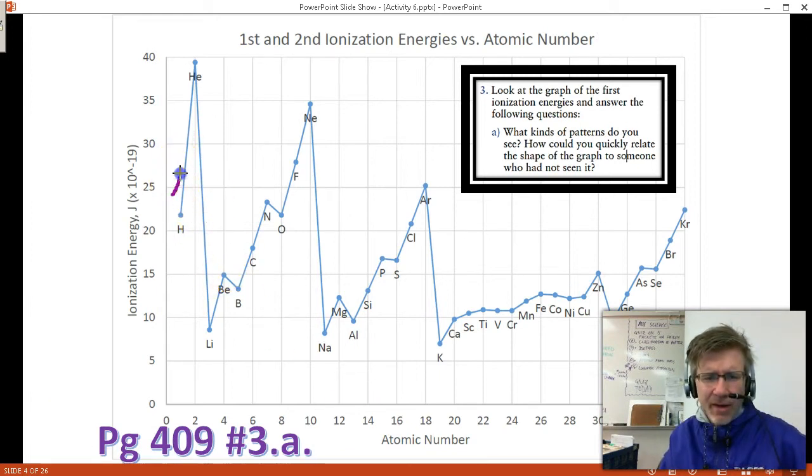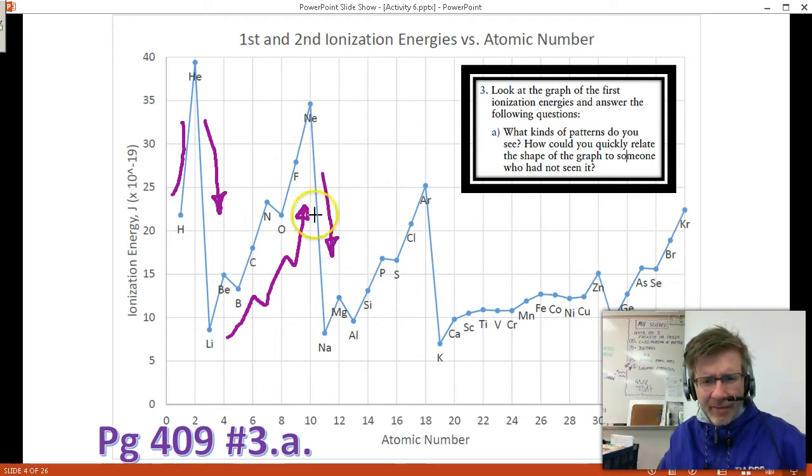Well, it looks like the graph goes up and it goes down very quickly. And then it looks like it goes up kind of gradually, maybe takes a couple of hiccups there. Then it goes down again really quickly, right? From neon to sodium, 10 to 11 in atomic number. And then it goes up kind of slowly with a couple of hiccups. Then it goes down really quickly again. So definitely a pattern there.